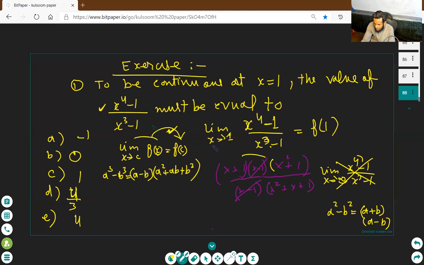x minus 1. This gives the 0 by 0 form, so we remove this by factorization. You write the limit as x approaches 1.